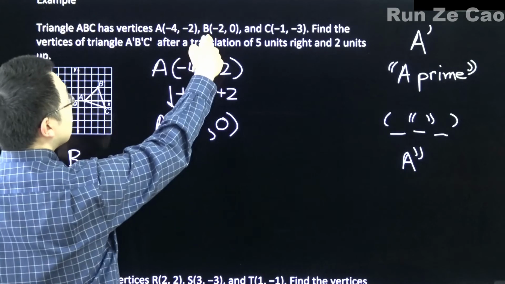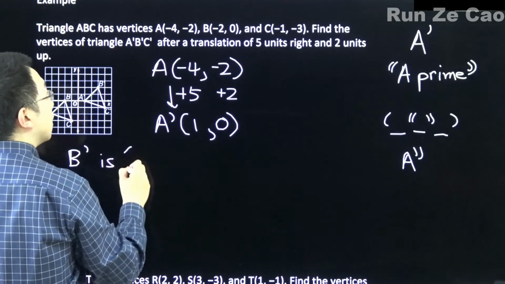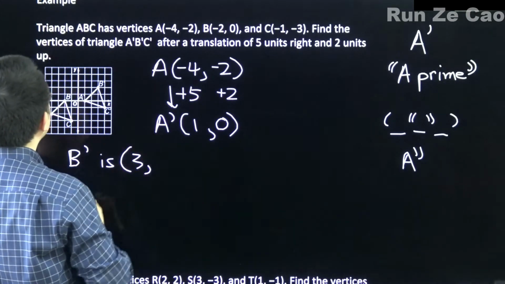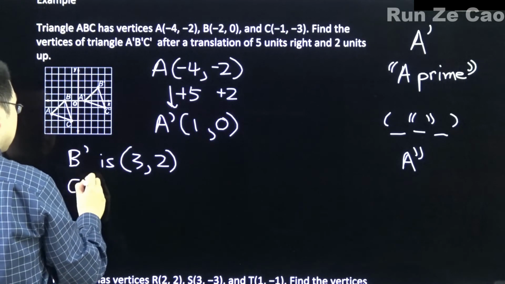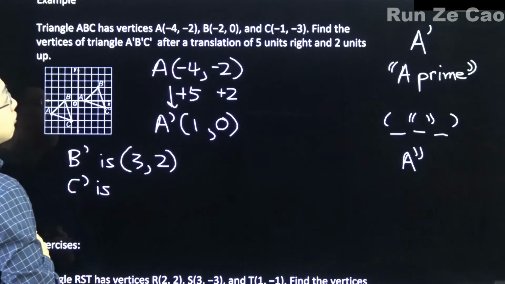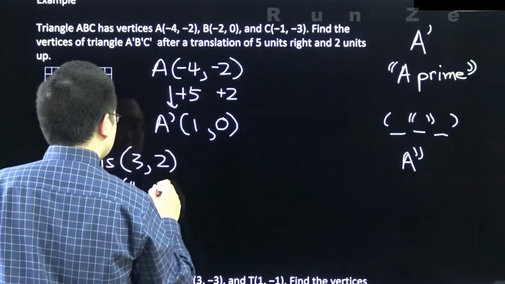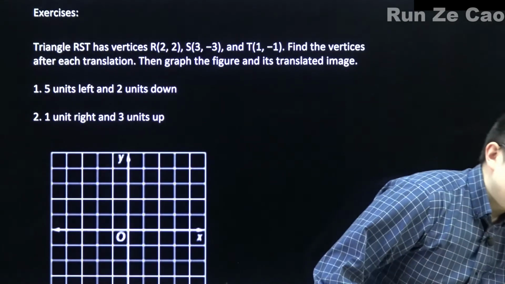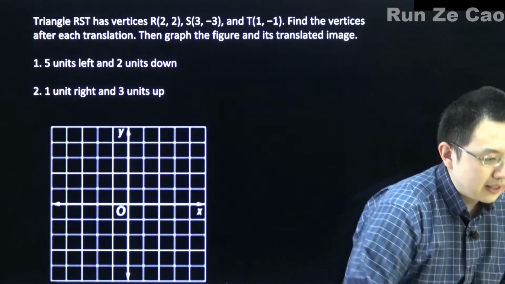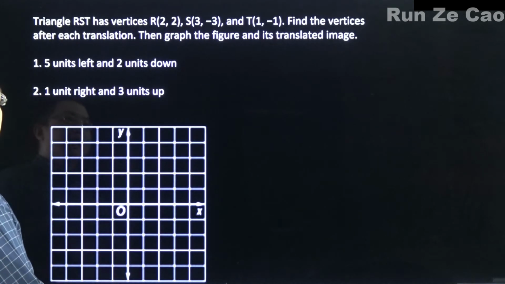Now for B, B is (-2, 0). So 5 units right means -2 plus 5, and 0 plus 2 units up is 2. So B prime is (3, 2). What about C prime? 5 units right from -1 is going to be 4, and -3 plus 2 units is -1. We have triangle RST here, which has vertices R(2, 2), S(3, -3), and T(1, -1). Now we find the vertices after each of these translations, and then we graph the figures and the translated image.